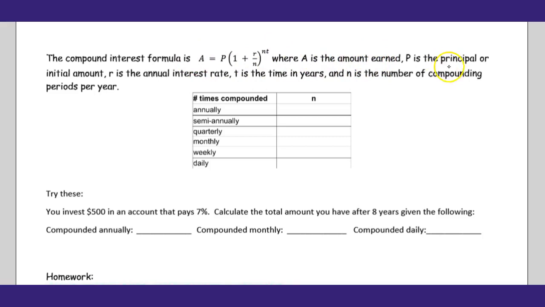That's the interest. P is the principal or your initial amount. R is your annual interest rate, that's your rate. T is your time in years, and N is the number of compounding per year.